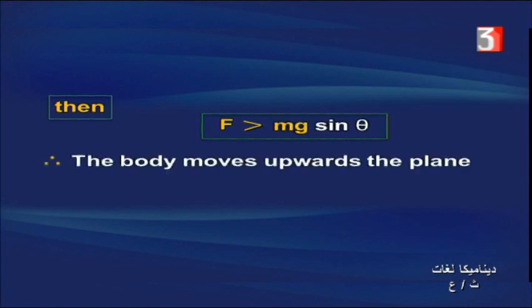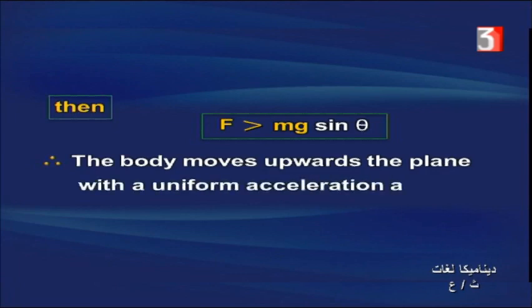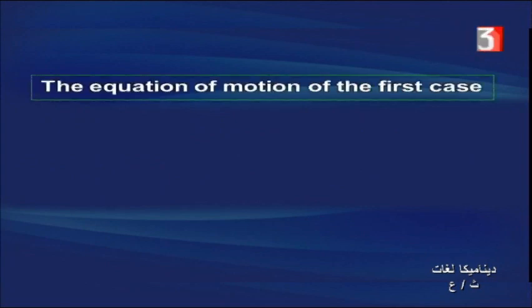If F is bigger than mg sine theta, then the body moves upward the plane with a uniform acceleration a. Now we can write the equation of motion of the first case. The first case, the body moves with force of magnitude F Newton, then MA equals F minus mg sine theta.